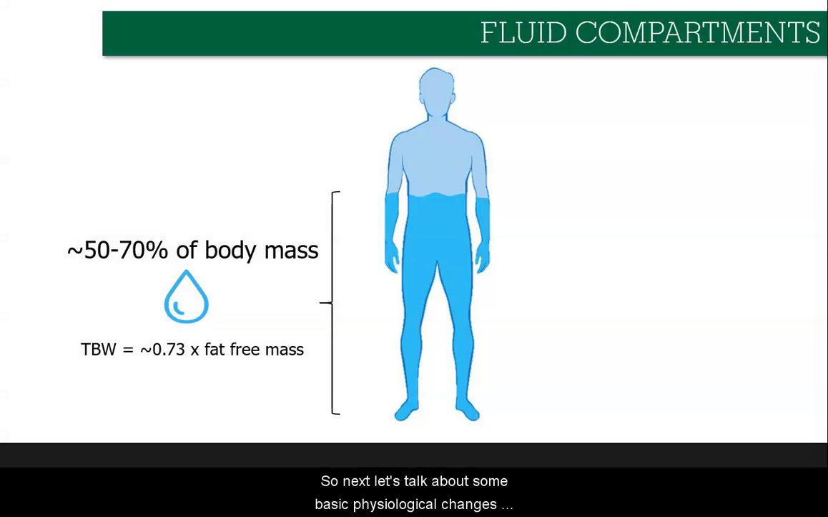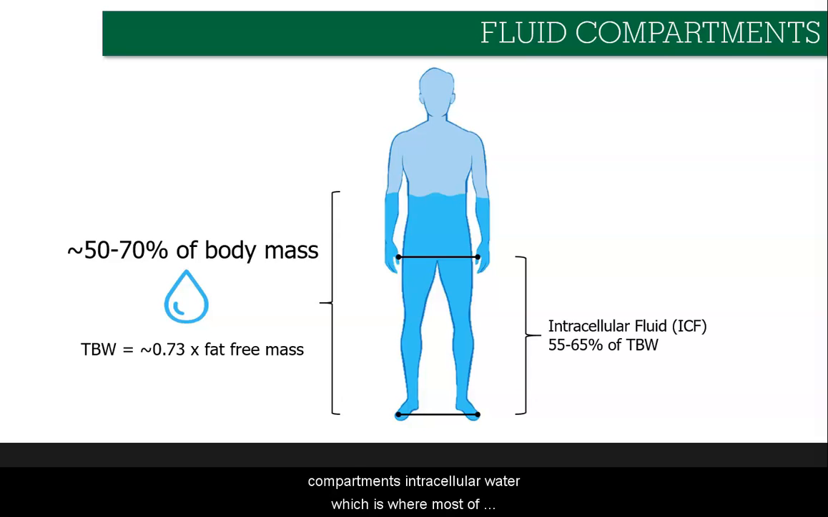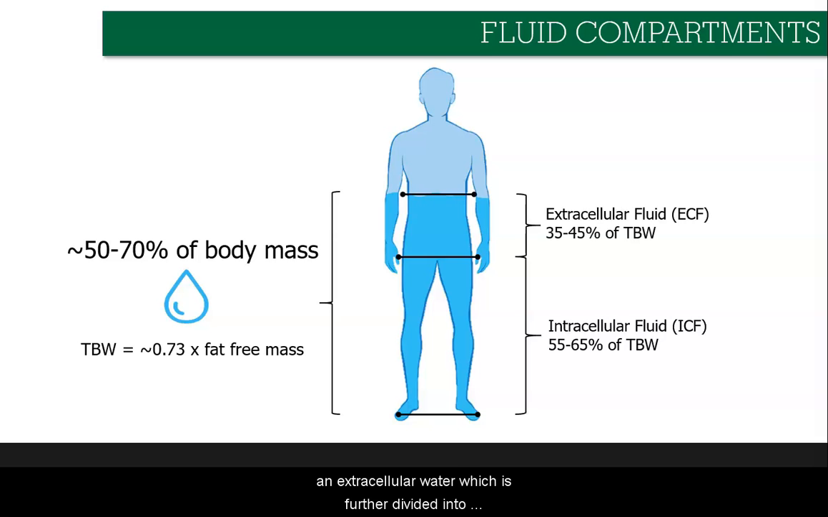So next, let's talk about some basic physiological changes that occur in the body in response to dehydration. Total body water is distributed between two main compartments: intracellular water, which is where most of our water is found, and extracellular water, which is further divided into interstitial space, or the water between cells, and the water in our blood, or plasma. The intracellular compartment accounts for approximately 55 to 65% of total body water, while the extracellular compartment accounts for the remaining 35 to 45%.